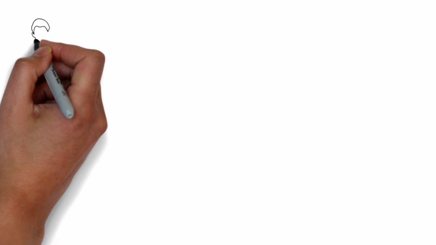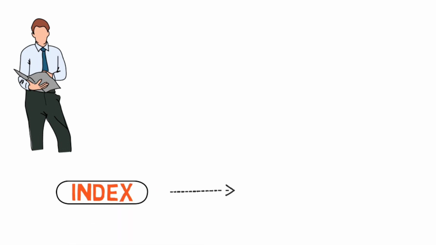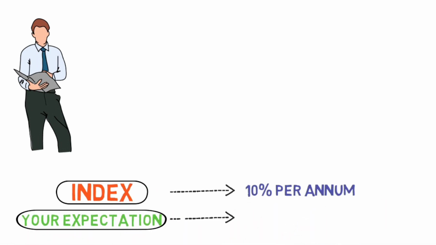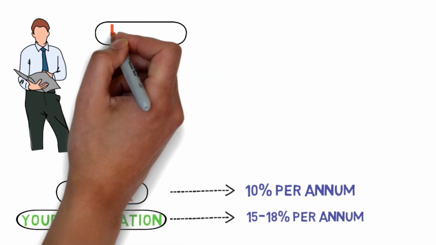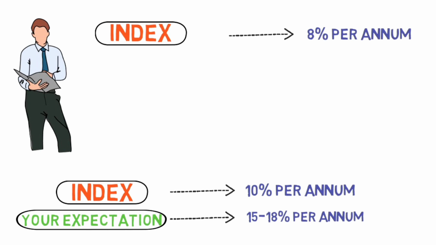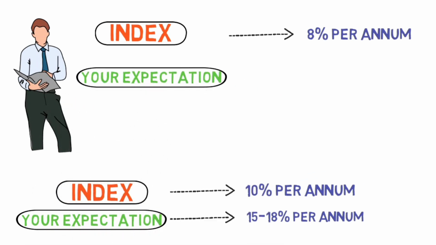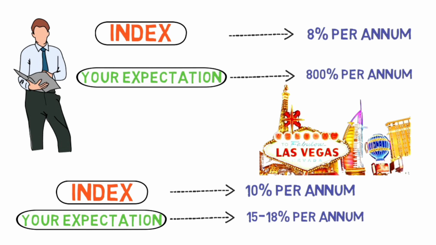See, it is important to have realistic expectations about how much you can get. Now, if the index is giving 10% returns and you are aiming for 15 to 18% return per annum, then even that is reasonable and possible. But if the index is going up by 8% every year and you want to get 800% returns, then please go to Vegas, my friend. You do not belong here.